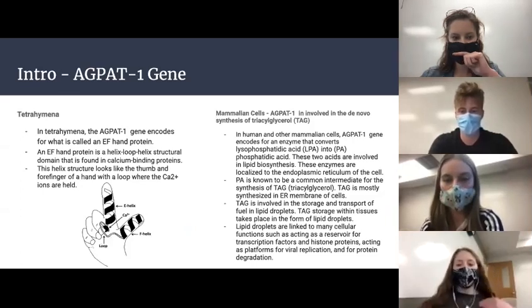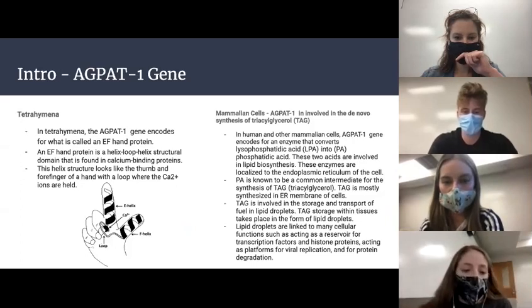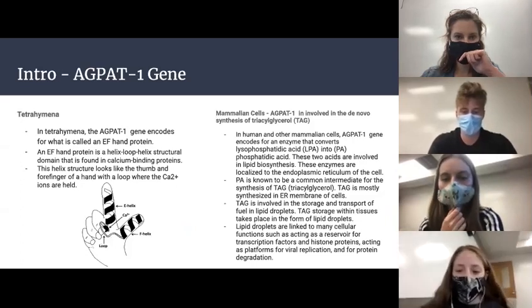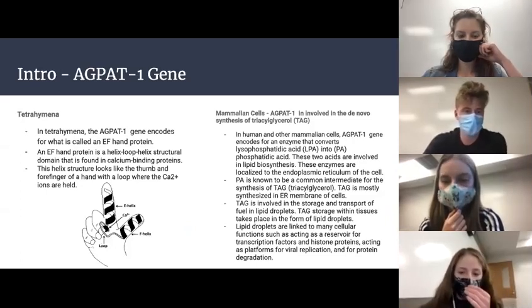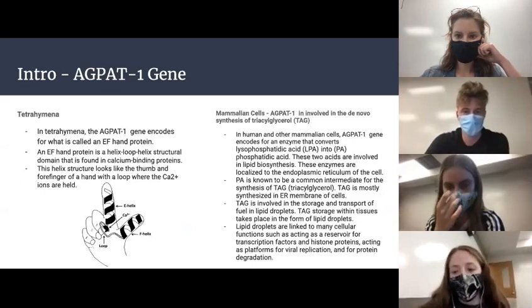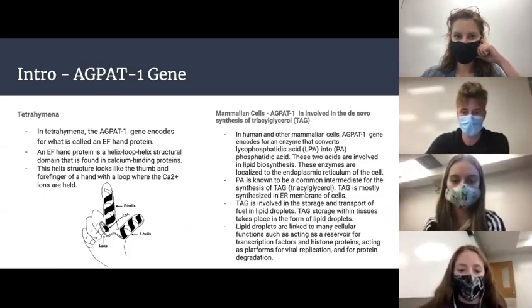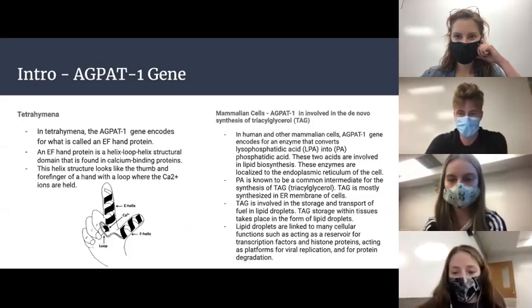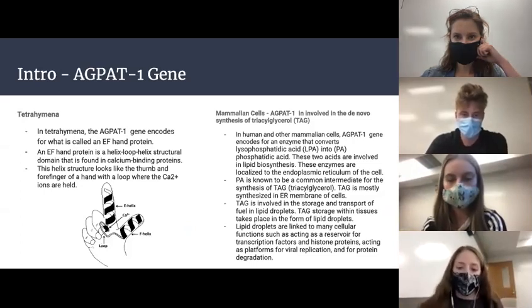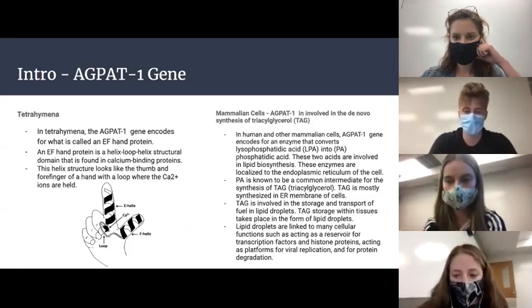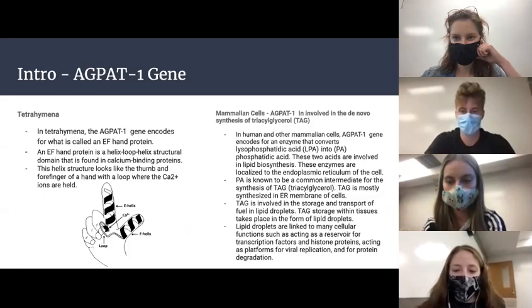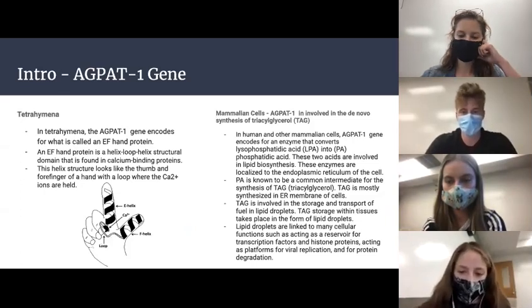In Tetrahymena, the AGPAT1 gene encodes for an EF hand protein, and this EF hand protein is really important for the uptake of calcium in the cell. In mammalian cells, the AGPAT1 gene is involved in the de novo synthesis of triacylglyceride, also known as TAG. AGPAT1 encodes for an enzyme that converts lysophosphatidic acid to phosphatidic acid. PA is known to be a common intermediate for the synthesis of TAG.